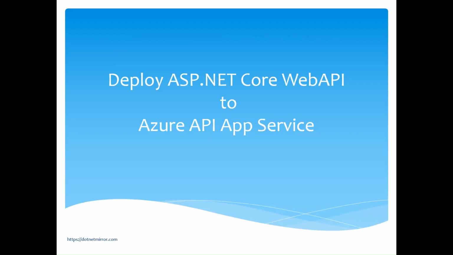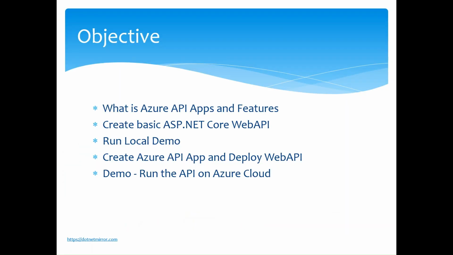Today let's understand how to deploy ASP.NET Core Web API to Azure API App Service. In this video, we will try to understand what is Azure API App and what are its features. We will try to create a basic ASP.NET Web API and run that on local. Then we will create an Azure API app on Azure. Then we will try to deploy this local Web API to Azure API app. And we will run the same local API demo on Azure.